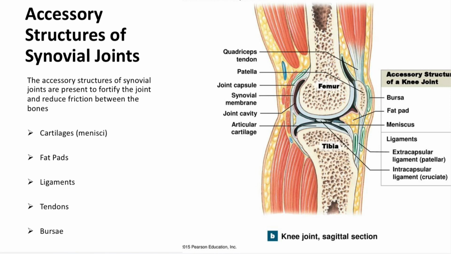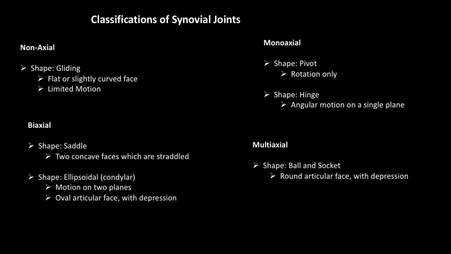Joints also have some accessory structures that fortify the joint and reduce friction between the bones. There are menisci, which are pads composed of fibrocartilage which cushion the joint and reduce wear on the bone surfaces. There are also fat pads, which absorb shock and cushion the joint, ligaments for support and strength, tendons that attach to muscles around the joint, and bursae, which are pockets of synovial fluid that cushion areas where tendons and ligaments rub. There are different ways to classify synovial joints.